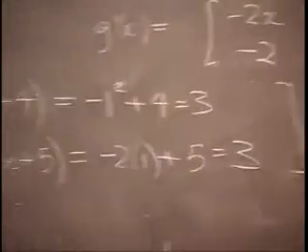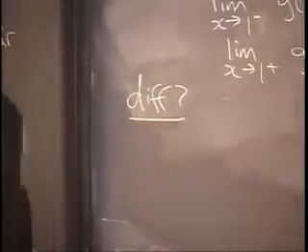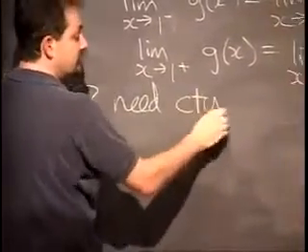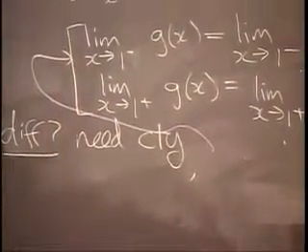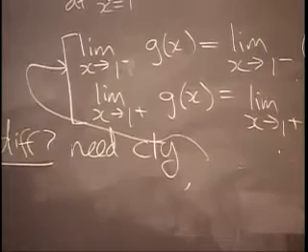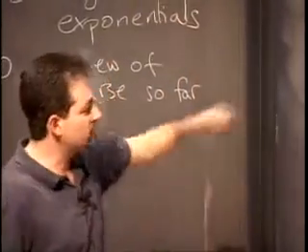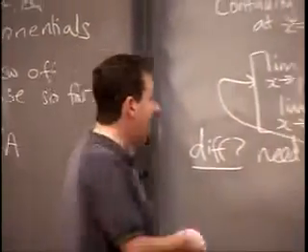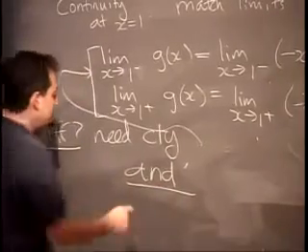What if I want differentiability? For differentiability, I need two things. I need continuity, so you have to do all of this. See, if the curves don't even match, if the thing is not even continuous, it can't be differentiable. So if you want the thing to be differentiable at 1, it's got to be continuous. You have to do this first. And you need to check the derivatives.